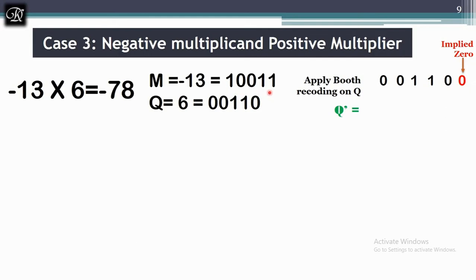Now I am going to find the new q. This is from the first case: I am adding the implied 0, so it is 0, minus 1, 0, plus 1 and 0. So this is the new q. Let's find the multiplication of negative 13 and 6.